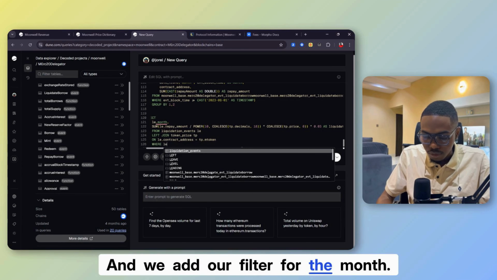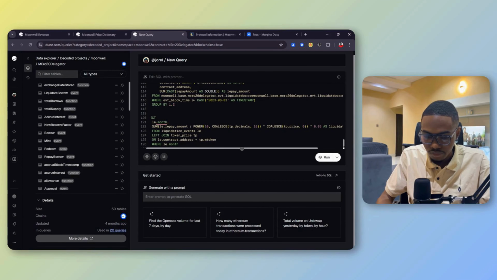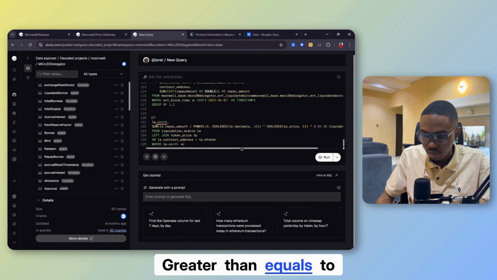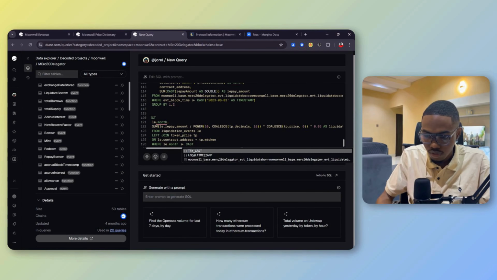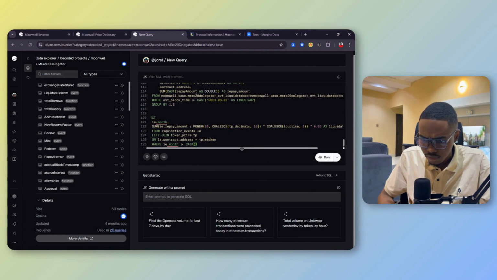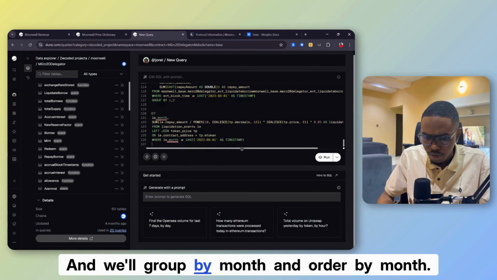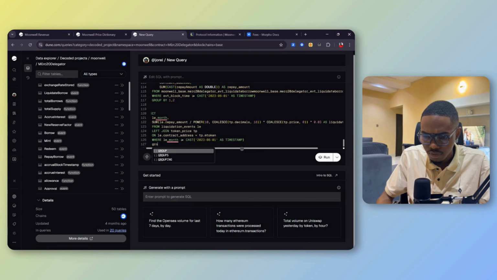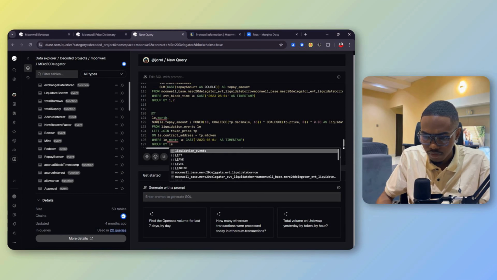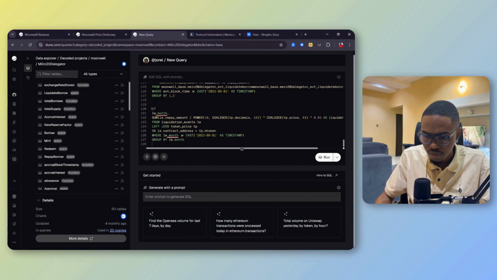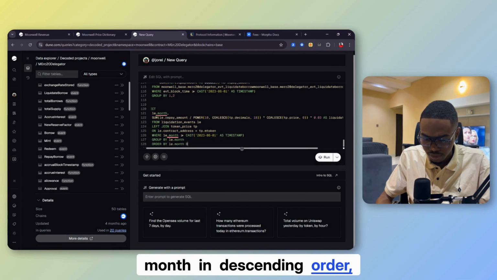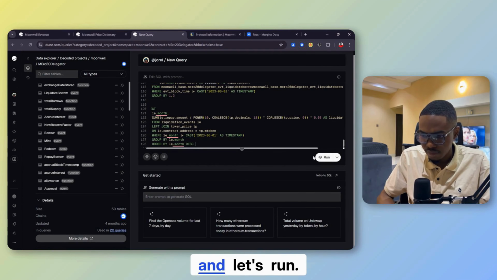Then we add a filter for the month greater than or equal to the cutoff. Then we'll group by month and order by month in descending order. And let's run.